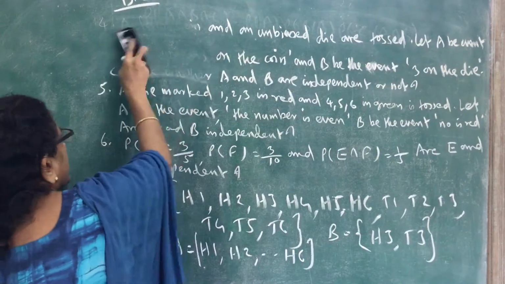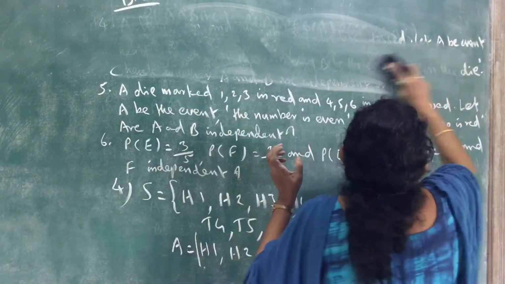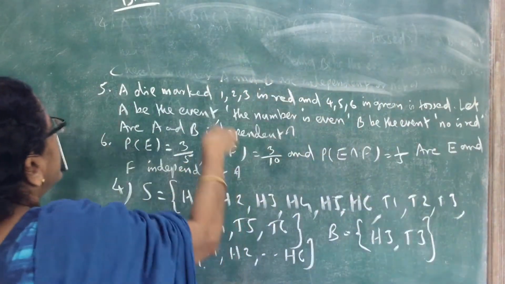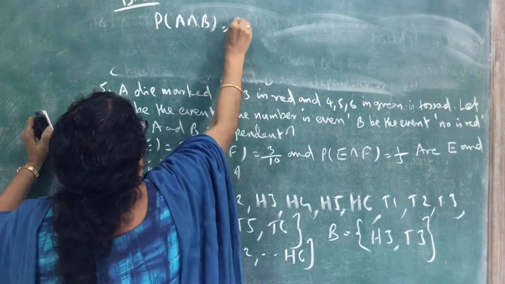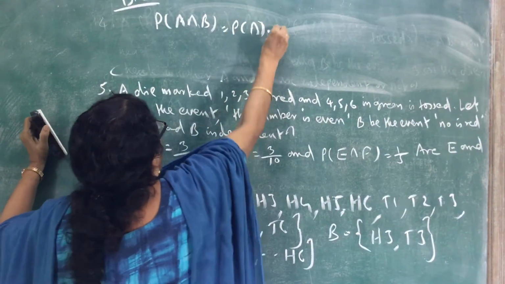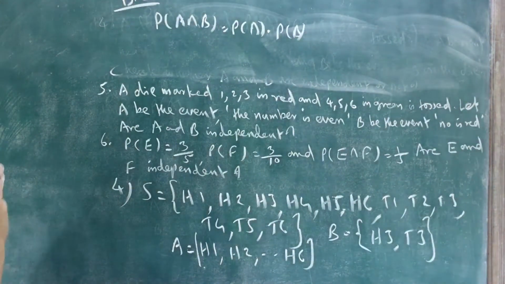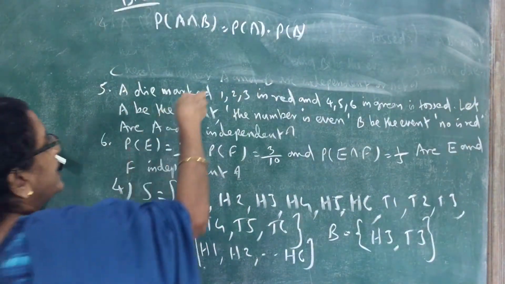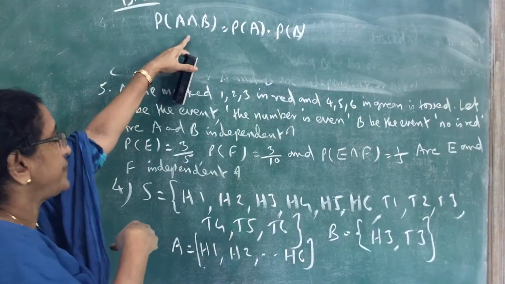So we have to find what the condition for independent events is. A and B are independent if probability of A intersection B equals probability of A into probability of B. We have to check this condition. So we have to find LHS and RHS. For that we have to find A intersection B. Then only we can find the probability of A intersection B.